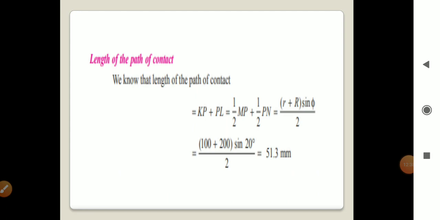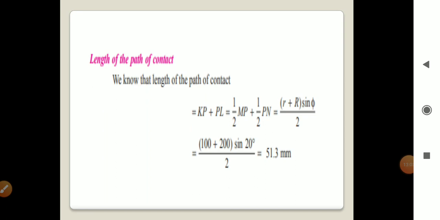Okay, now next is the second finding. In the first finding we found the addendum height for the larger gear. In the second one we found the addendum height for the smaller gear. Now next is the length of path of contact. Length of path of contact is nothing but the length of path of approach plus the length of path of recess. So that is nothing but KP plus PL.